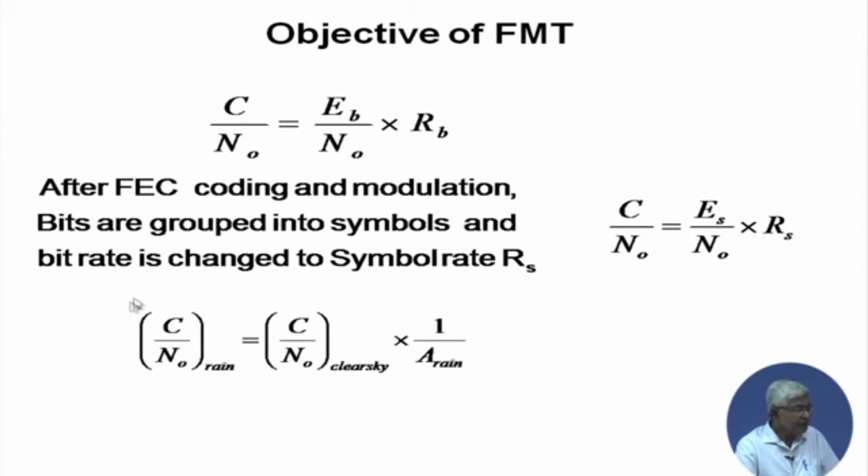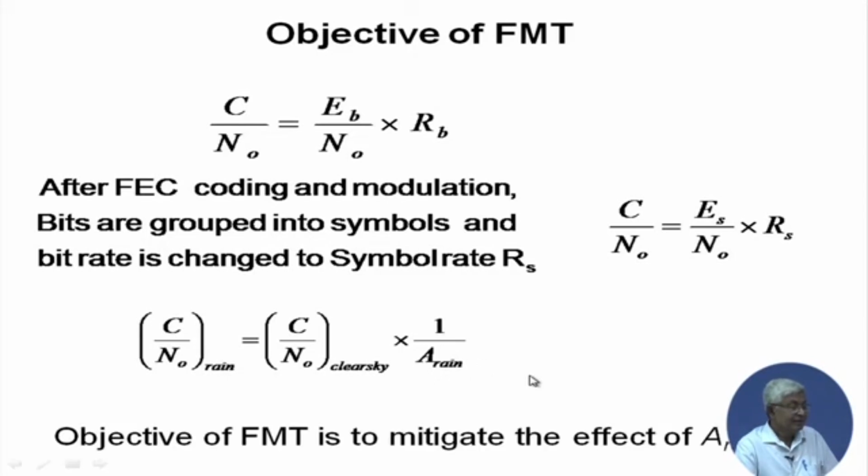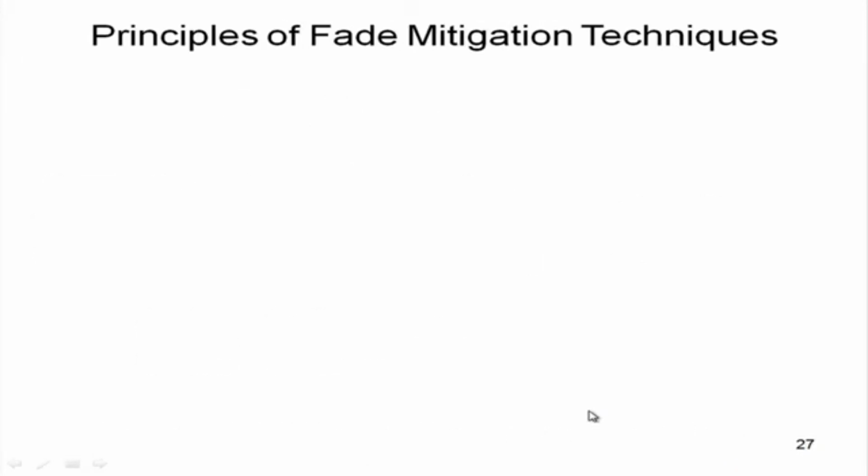Now, let us look at this one, very important. This is in ratio: C by N naught rain is C by N naught clear sky reduced by rain attenuation, A rain. This clear sky is now reduced. So, you get C by N naught rain. So, we have to go back to this. So, we have to counter the effect of A rain. So, the objective of FMT is to mitigate the effect of A rain.